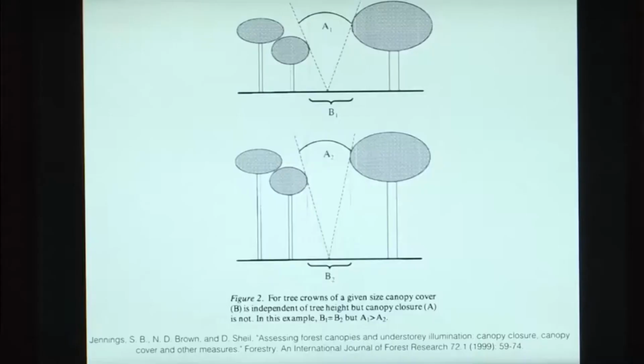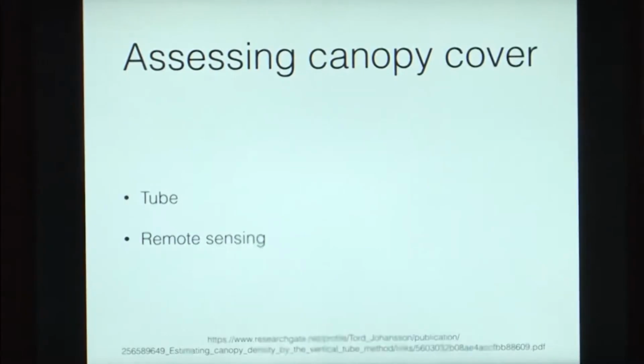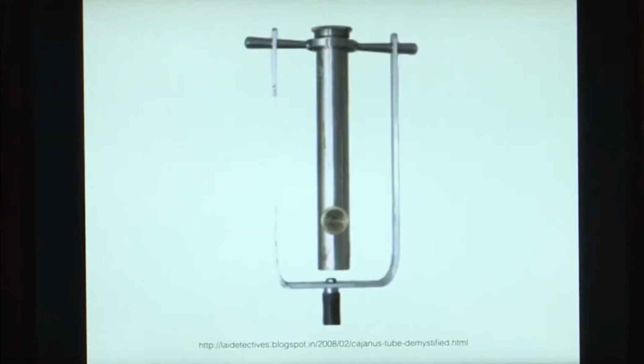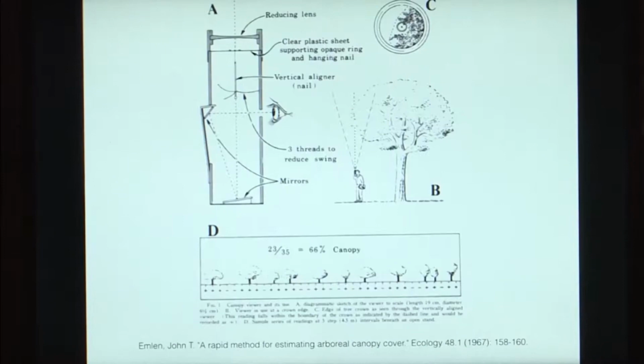So, now the next question is, how do we assess canopy cover and the canopy closure? So, to assess canopy cover, we have two main methods. One is the method of using tubes and the second is the method of remote sensing. So, in the method of tubes, here we can see one tube that is known as the Cajanus tube, and here we have another tube that goes by the name of Emlyn tube. So, essentially what do these tubes do? They are very much like periscopes.